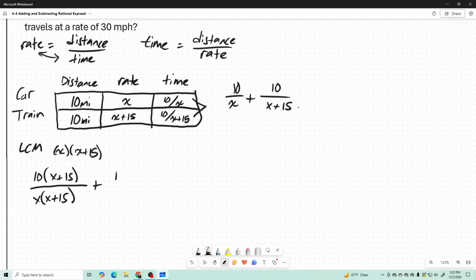So this will give us 10 times x. And then on the bottom we have, of course, x times x plus 15. And now we have denominators that are exactly the same, so we can just add across the top.